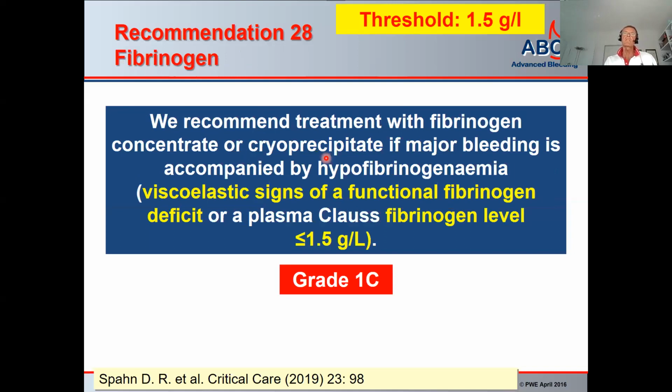Now, in terms of fibrinogen, we recommend, because we are sure that this is right, a fibrinogen level of at least 1.5 grams per liter, or to treat viscoelastic signs of functional fibrinogen deficit.